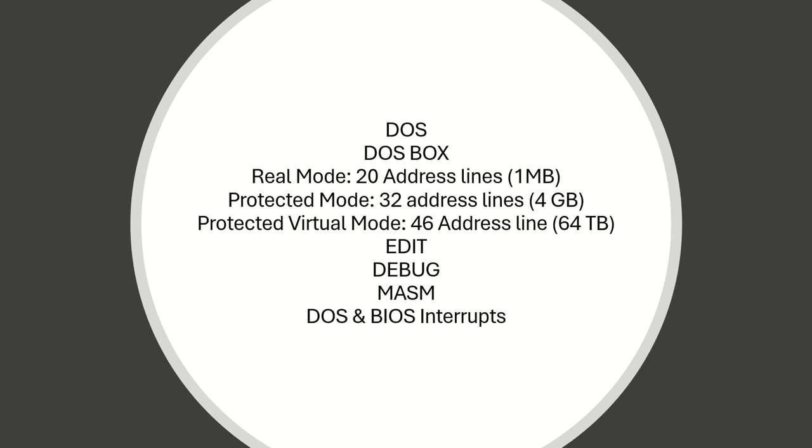To begin with, what is x86 and how these generations evolved, particularly in terms of memory management, like what is called real mode, protected mode, virtual mode. Then we will discuss the operating system like disk operating system and some of the tools which are available in disk operating system.